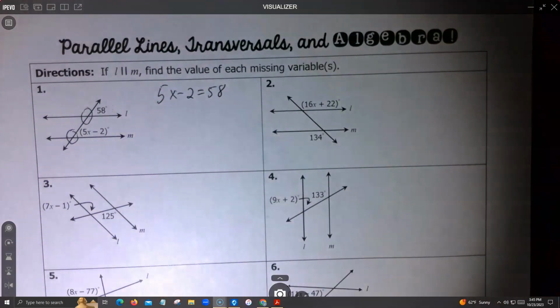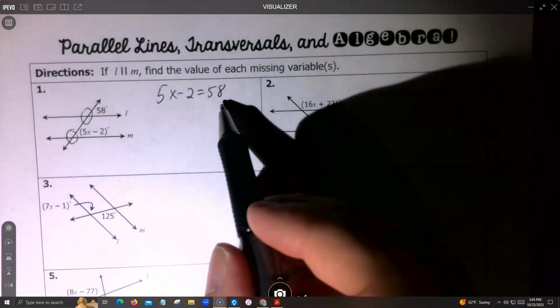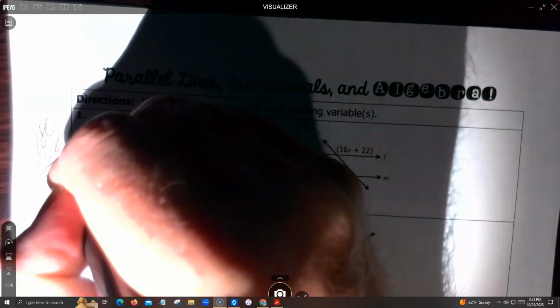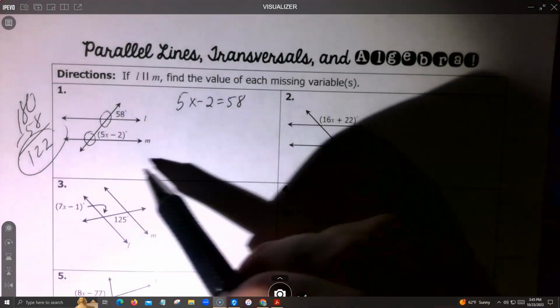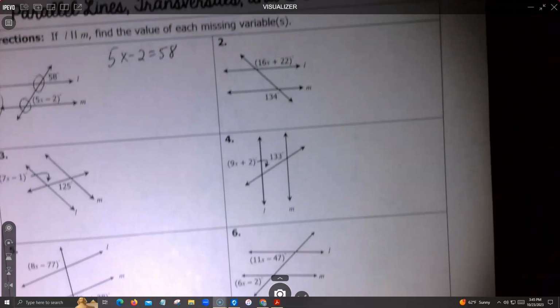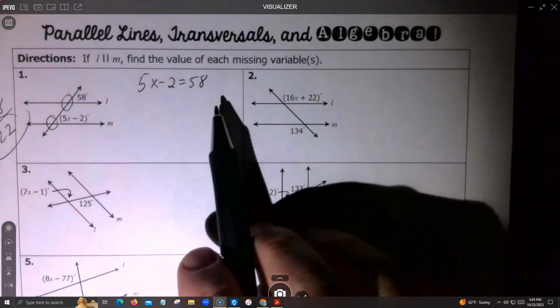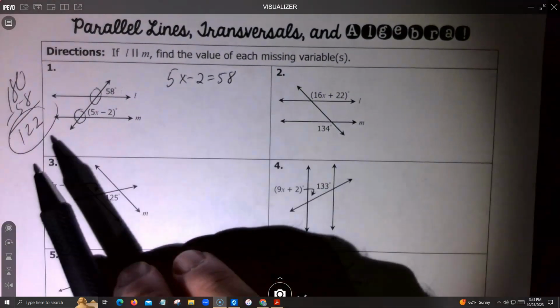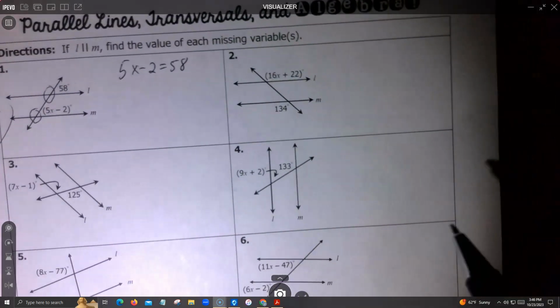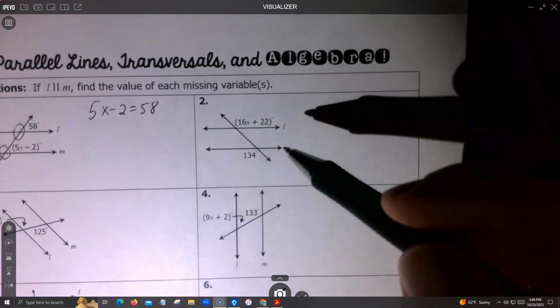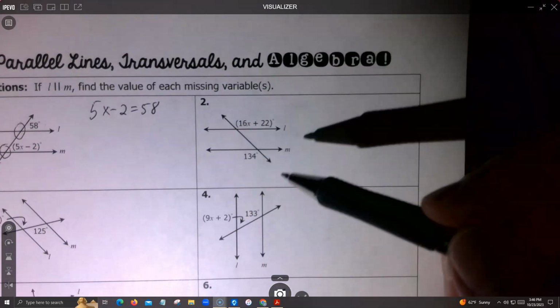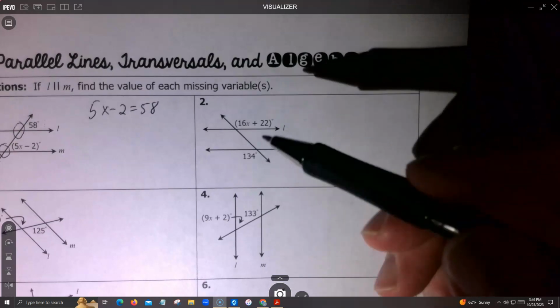Remember, when we do these problems, either it's equal to 58 or it's equal to 180 minus 58, which is 122. So it's either going to be equal to 58 or 122. So any of these problems that we work on, it's either equal to it, congruent, or it's what's called its supplement, or what adds up to be 180 degrees. And you just have to look at it and say, are these the special angle pairs? And if they are, are they equal or are they supplementary? That's the question you ask yourself.